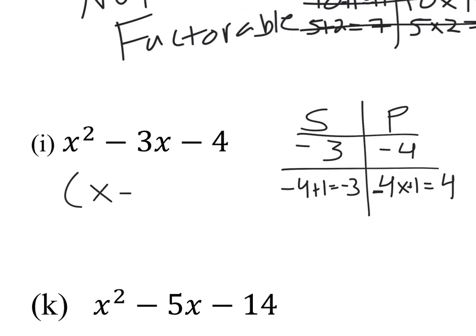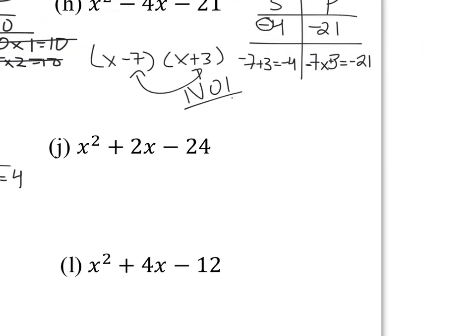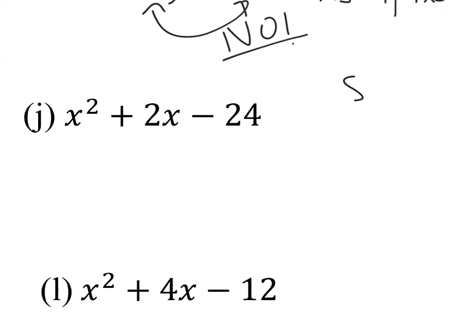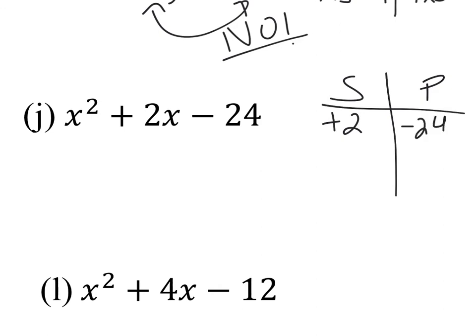So x minus 4, x plus 1. Let's keep going here. The more examples we see, the better we'll get at it. Sum and product. What's the sum? +2, correct. What's the product? -24, correct. Now when you see that negative number for your product, you know that one of them is going to be a positive, one of them is going to be a negative. It's not eeny, meeny, miny, mo.